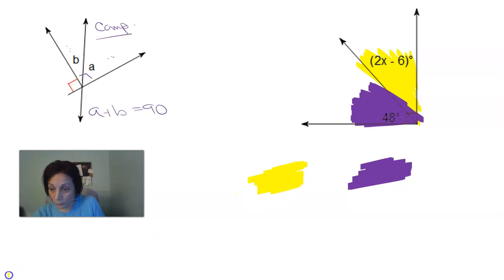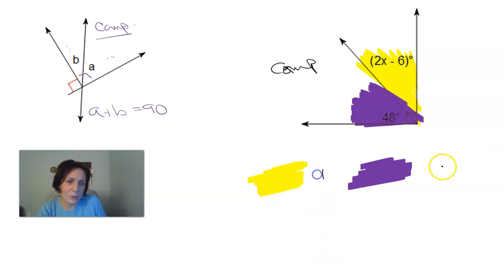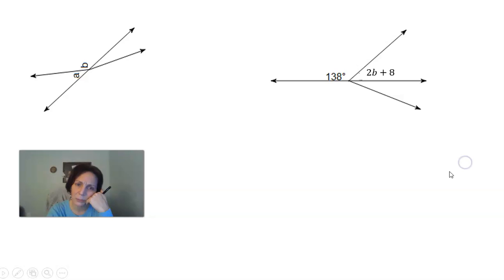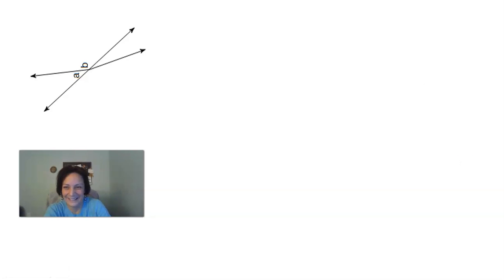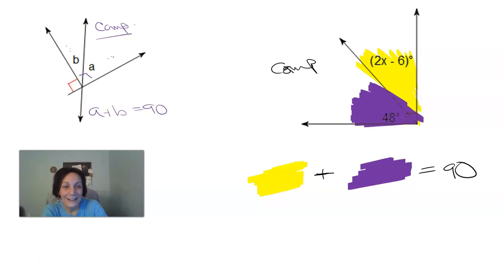Okay, so let's get our pen out here. What do I know is true about my yellow blob and my purple blob? I know that just like these angles over here, these angles have that same relationship. They're complementary. So all I have to do is say, hey, yellow and purple, I know about them. They add up to 90. Okay, so again, look, these two come together to add up to 90.